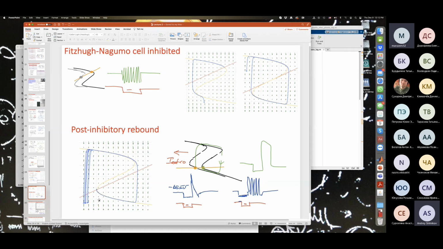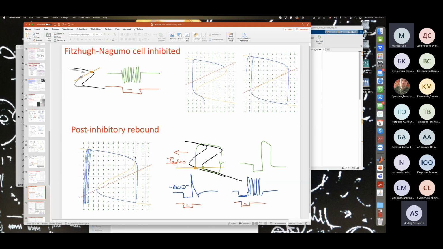And then I quickly remove the pulse. What's going to happen if the system is slow-fast? Then the vector field is almost vertical over here, which means all solutions will converge to the upper branch, and then along the upper branch of the unperturbed system, they will get back to the steady state of the equilibrium state, and it will create what's called post-inhibitory rebound. So that's what a two-dimensional system can do compared to an integrate-and-fire model. Integrate-and-fire is unable to produce anything like that.